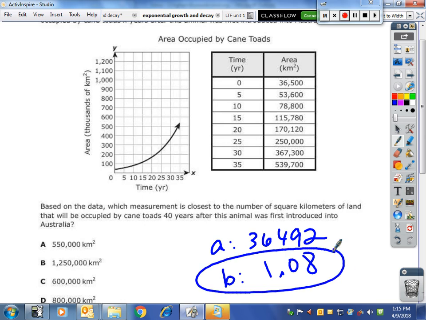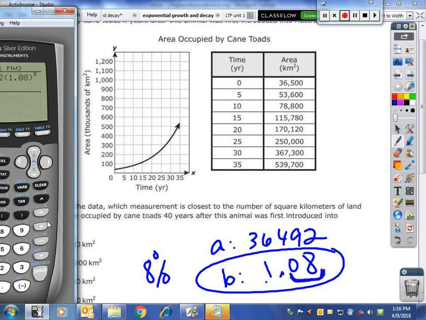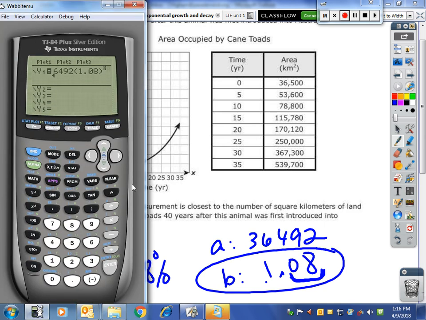Can you tell me what percent of increase this is? It's not 108. It's an 8% increase. Remember, it's 1 plus whatever the percent is. Okay, now, they wanted us to figure out where it will be at 40 years. Where would I find the answer? In the table of values. I want the x value to be 40. It's not going to be perfect, but it is going to give me the closest answer.